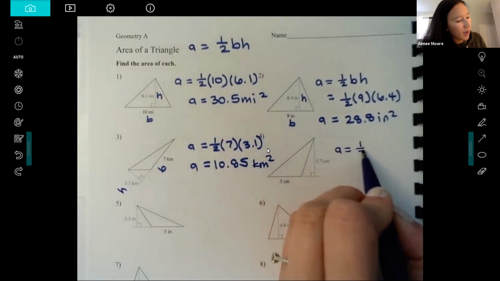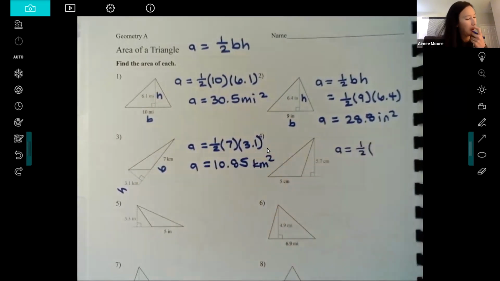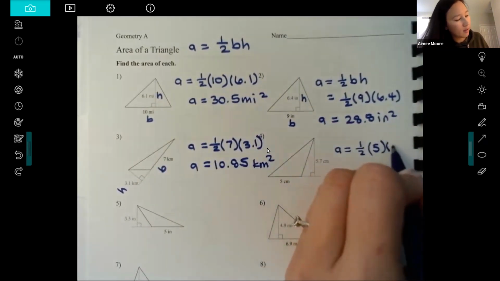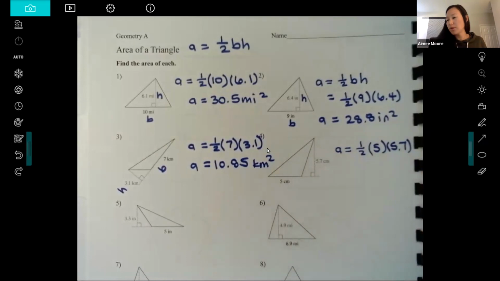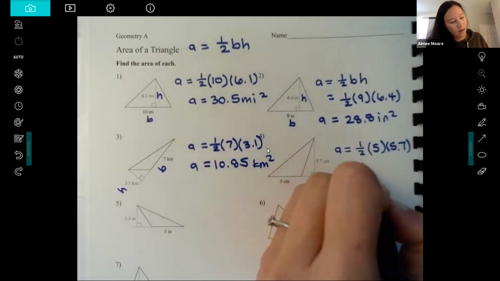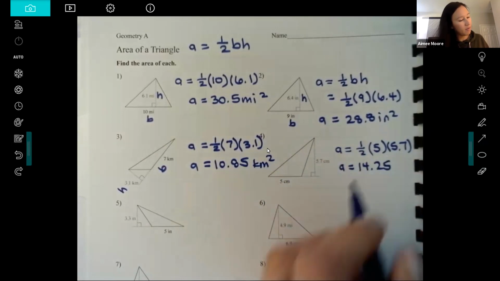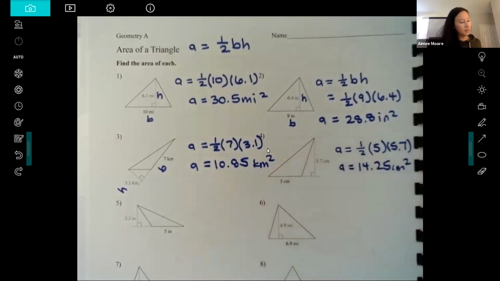Area equals 1/2. What's my base? 5. Very good. And what's the height? 5.7. Perfect. And we just plug that into our calculator. 1/2 of 5, 2.5 times 5.7. That is 14.25. And since it's centimeters, centimeters times centimeters is centimeters squared.